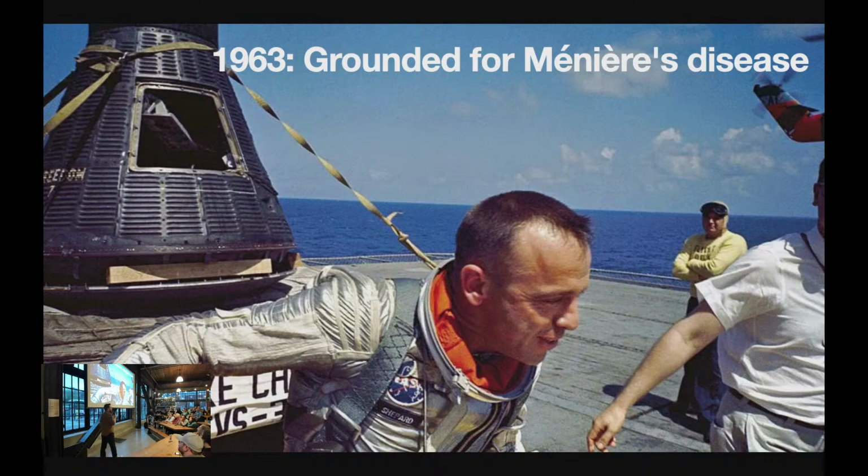Within about a year and a half, he's grounded from flight. And it's found out that he's been having dizzy spells. He's been having vertigo. He's been having a lot of problems with his inner ear. He probably was having it before Mercury 3. And he's grounded for this condition called Meniere's disease.